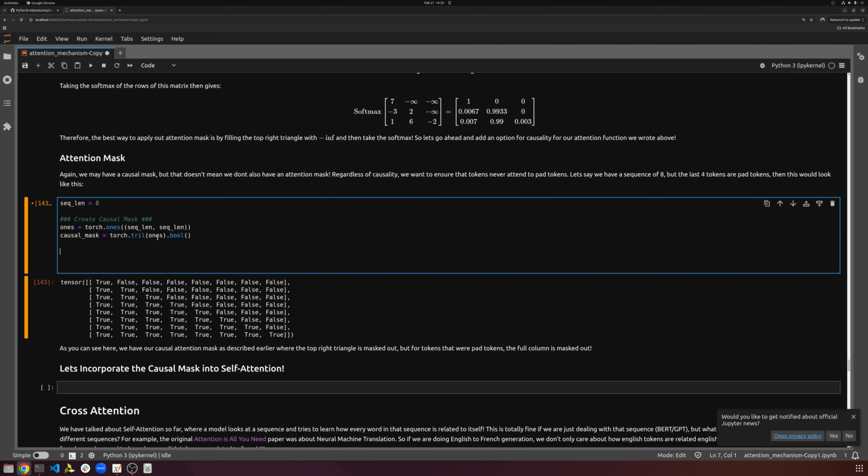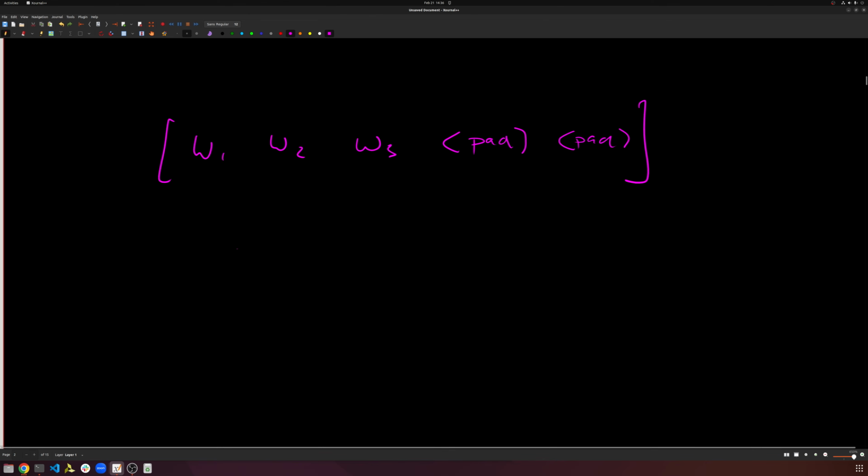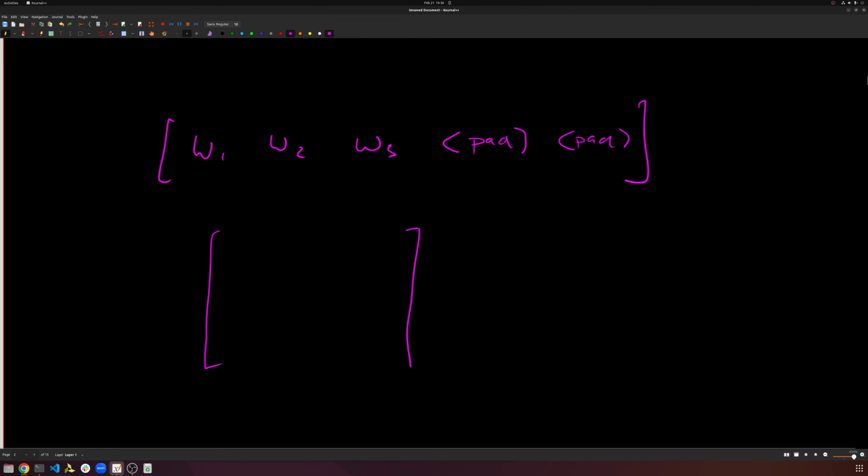But there's one other thing. We could have a causal mask and a padding token. For example, it's probably easiest just to draw this out. Let's say our data had padding. So we have word 1, word 2, word 3, and then a pad, and then a pad. That's what we could have. So this has 5 things in it, which means it's going to create a 5 by 5 attention matrix.